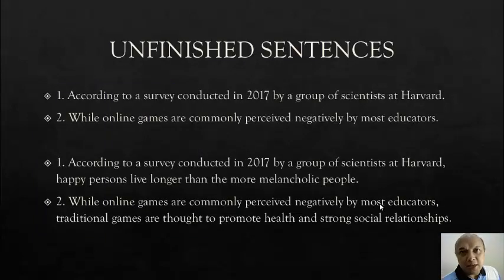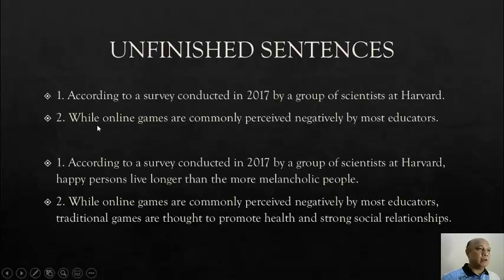Now, another typical mistake is unfinished sentences. So, for example, you have, according to a survey conducted in 2017 by a group of scientists at Harvard, then suddenly you have a period. Suddenly the sentence finished just like that. Now it's hanging, it's unfinished, it's wrong. You cannot put it that way. When your sentence is like that, it is an unfinished sentence and it is incorrect. It is wrong.